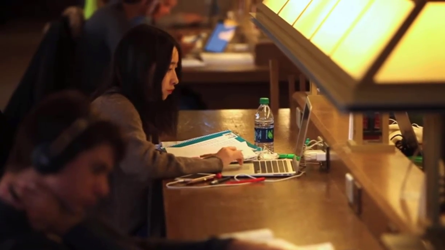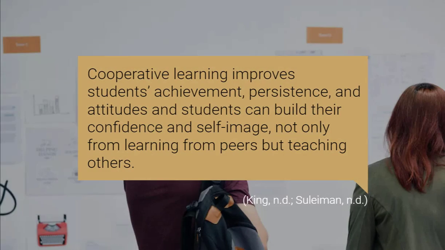Flipgrid fosters social interaction and creative problem-solving between students through peer learning. Cooperative learning improves students' achievement, persistence, and attitudes, and students can build their confidence and self-image not only from learning from peers, but by teaching others. With Flipgrid, students can upload weekly videos clarifying their metacognitive process and solving problems by using a think aloud method. When students encounter an issue or a problem on a topic, students can clarify the procedures and methods attempted and identify the challenges encountered. Other students can then provide the individual with feedback, tools for solving the problem, and help the learner overcome the challenge.